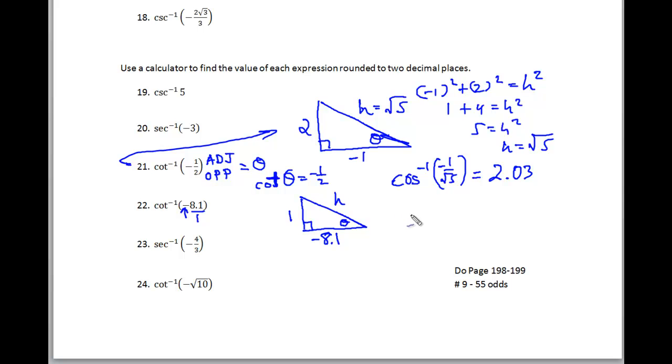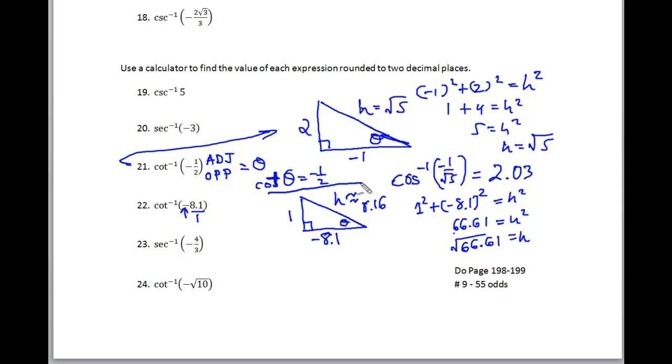Now, using our Pythagorean theorem, we have 1 squared plus negative 8.1 quantity squared is equal to h squared. And what this will give me is 66.61 is equal to h squared. So the square root of that, of 66.61 for h, gives me an approximate answer of 8.16. So, like we did in the problem before it, and I think I'll put a little division in here so we don't get too far off there.